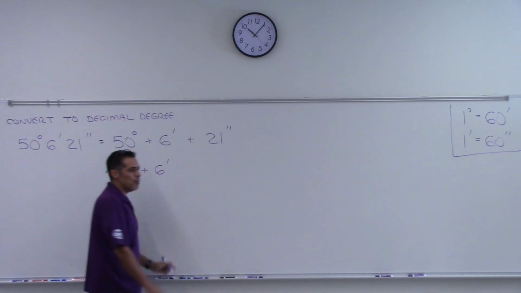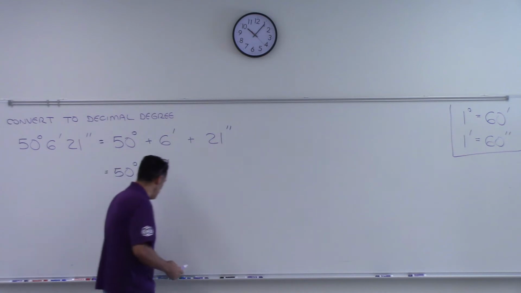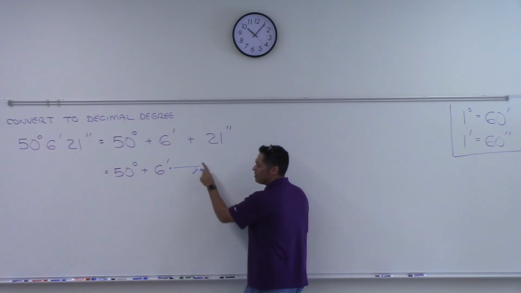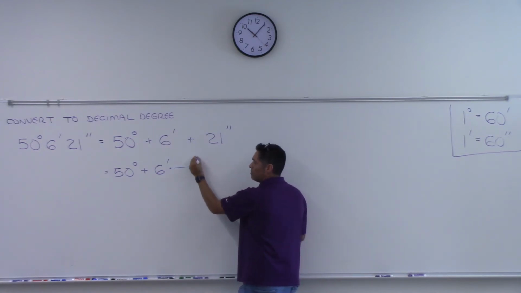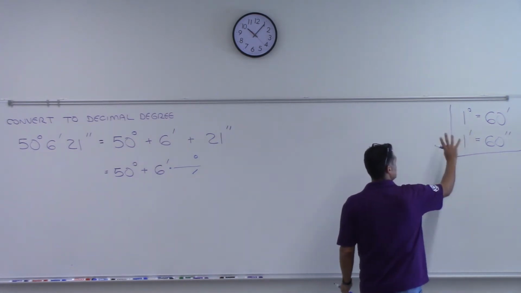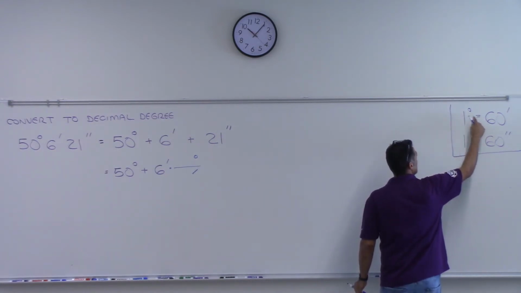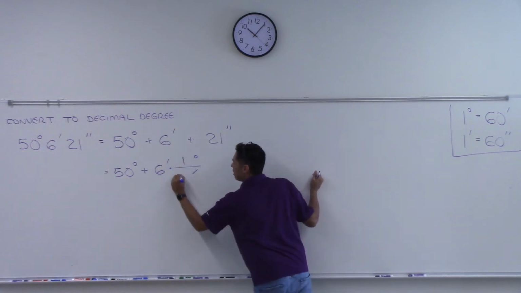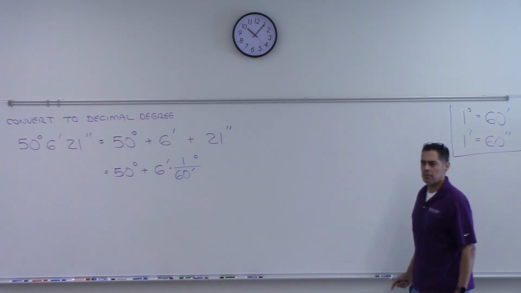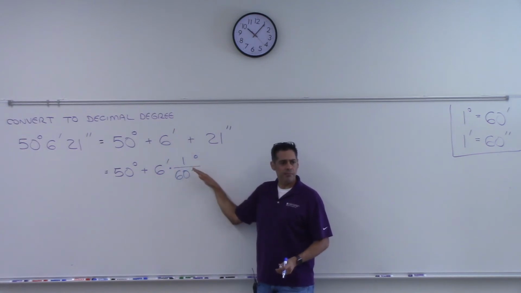6 minutes. If I want the minutes to go away, I have to cancel it, right? That means I need to multiply this by something that has minutes on the bottom and what on the top? Degrees, because I want my final answer to be in degrees, right? So now you come over here, which of these two connect degrees and minutes? The top one, right? So I'm going to put 1 degree over 60 minutes. Do you see how the minute unit will cancel? Yes?